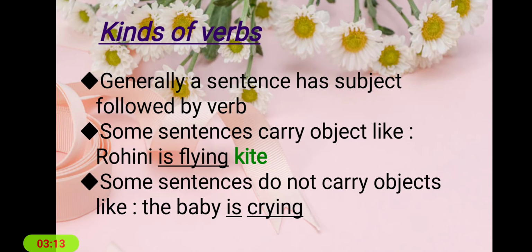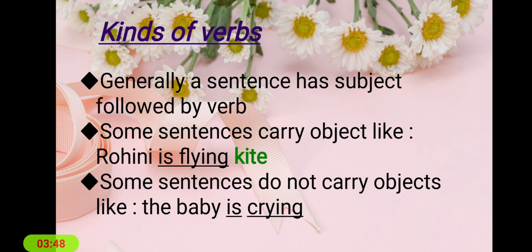Now let's see the kinds of verbs. So generally, a sentence is formed by subject, verb and object. That means subject is followed by verb, but students, some sentences carry object, like Rohini is flying kite. So here flying is the verb of the sentence, and it is followed by kite. So kite is an object here.